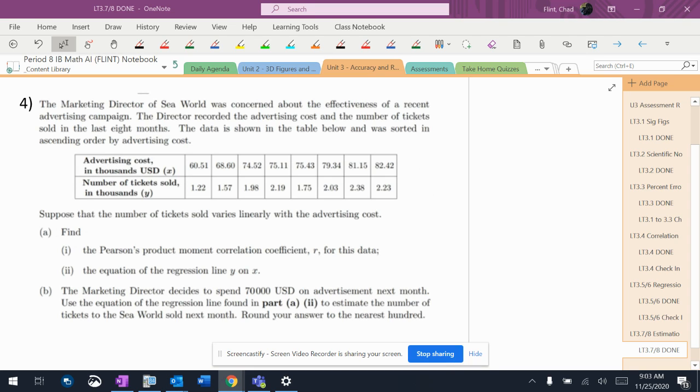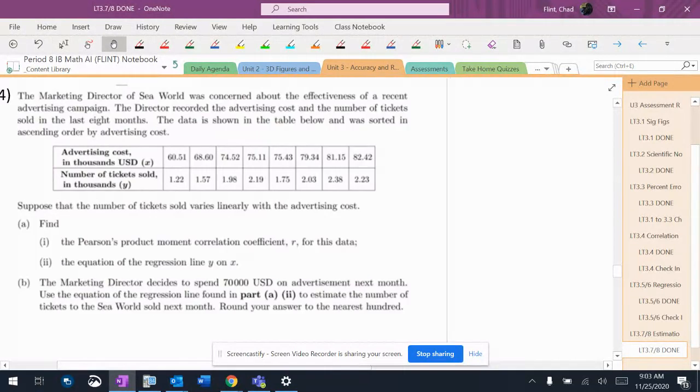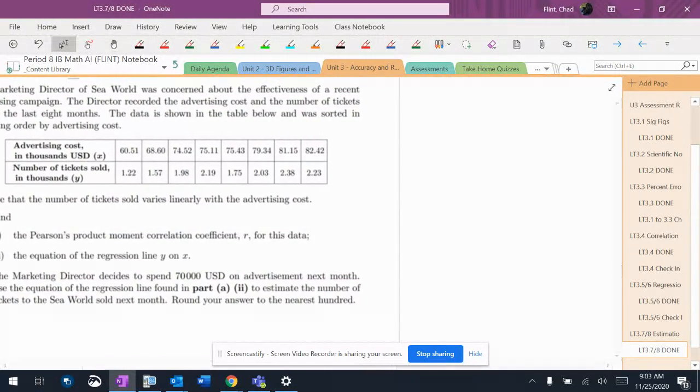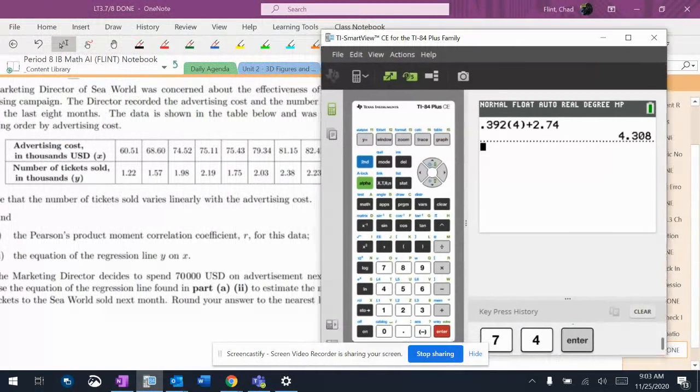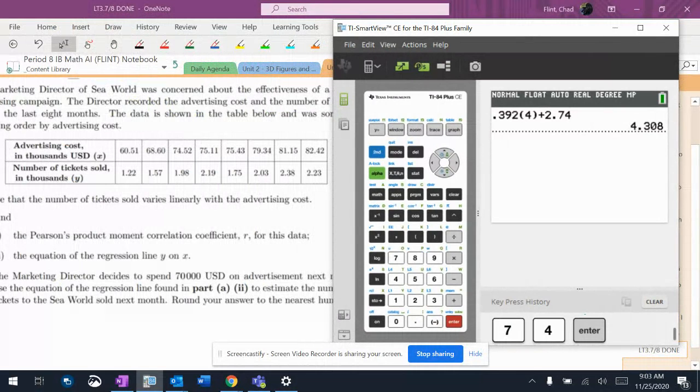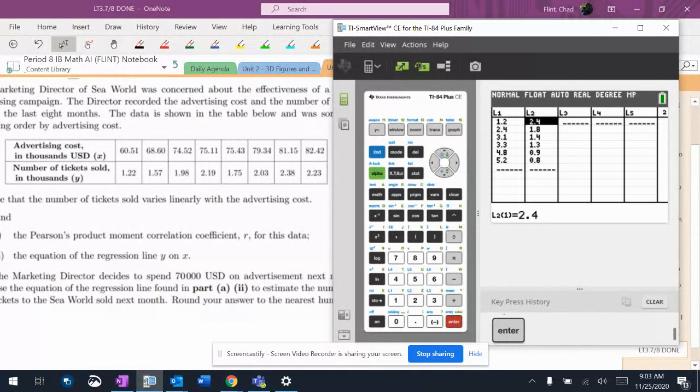So we've got advertising costs compared to tickets sold in this situation here. It says find the correlation coefficient and then find the regression equation. So we're going to bring our calculator up and do that. So stat, edit, figure these previous lists out.